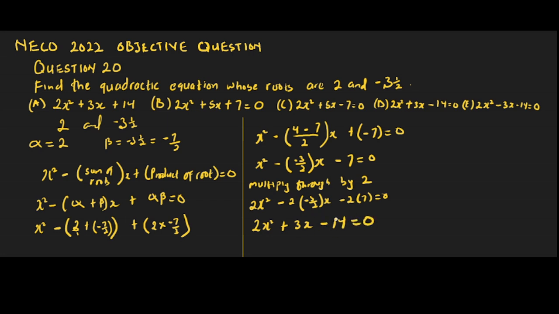So we have constructed a quadratic equation with these roots. Now, which of these options do we have? The quadratic equation is 2x squared plus 3x minus 14 equals 0. So which of these options fits this? This is option D.